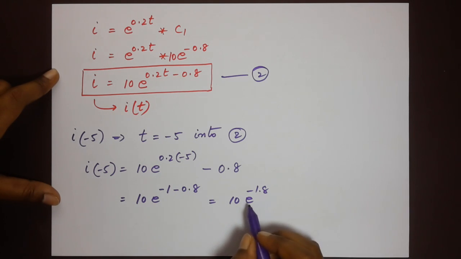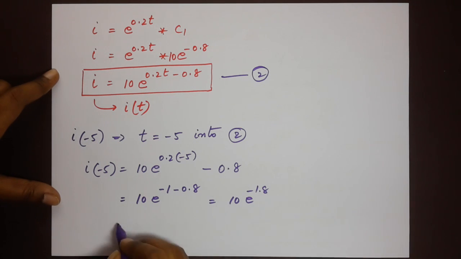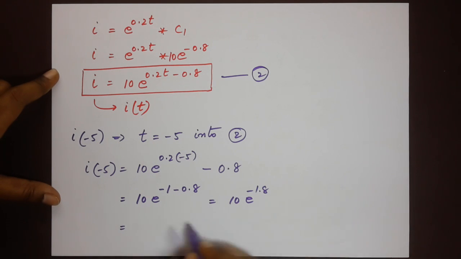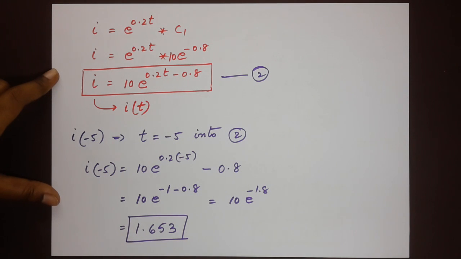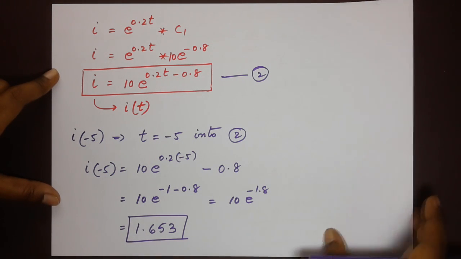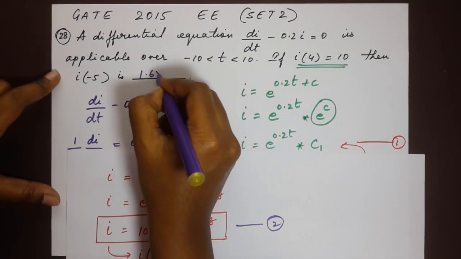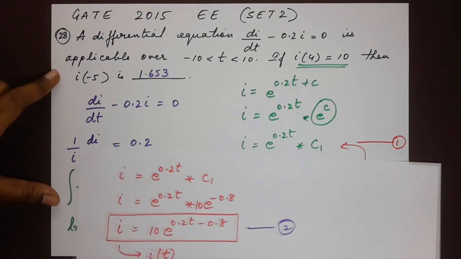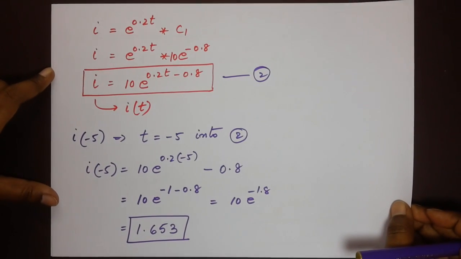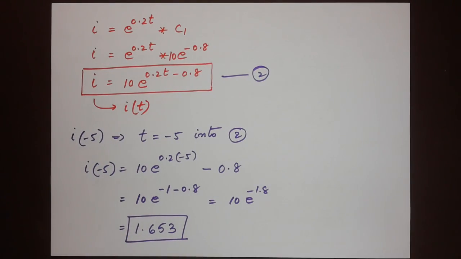After you plug in the value for e, or you can use your calculator to find the final value, 10 into e to the power minus 1.8 should give you an answer of 1.653. So 1.653 is the final answer. Well, this is the entire solution, and I hope it has helped.